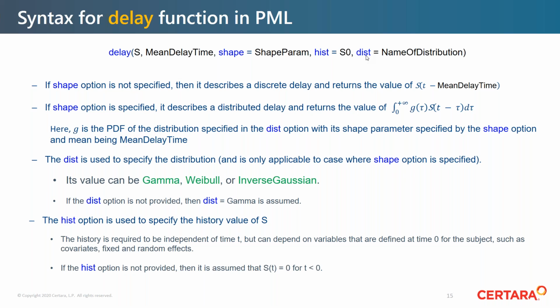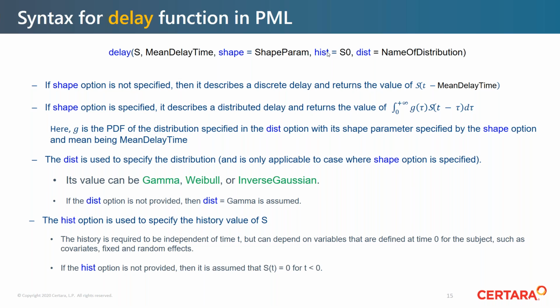Since the dist option is to use the specified distribution, it's only used for the case where the shape option is provided. The value of this can be gamma, Weibull, or inverse Gaussian. If this option is not provided, then gamma is assumed.